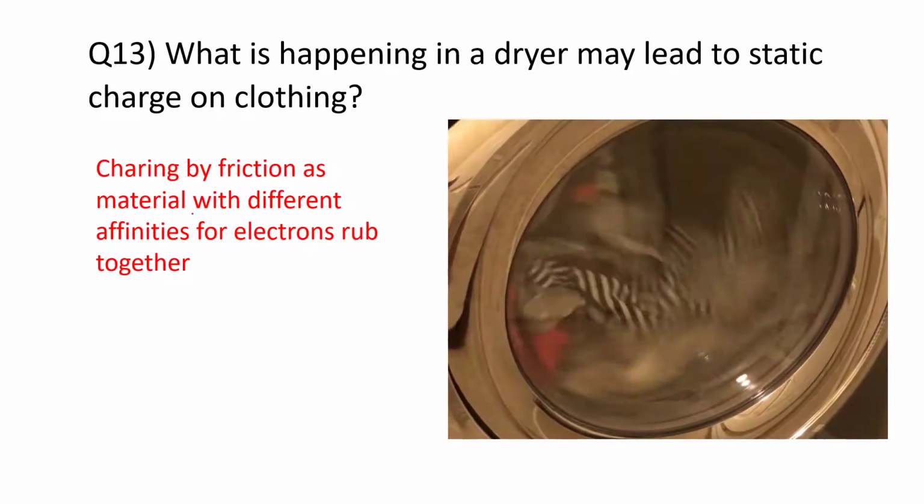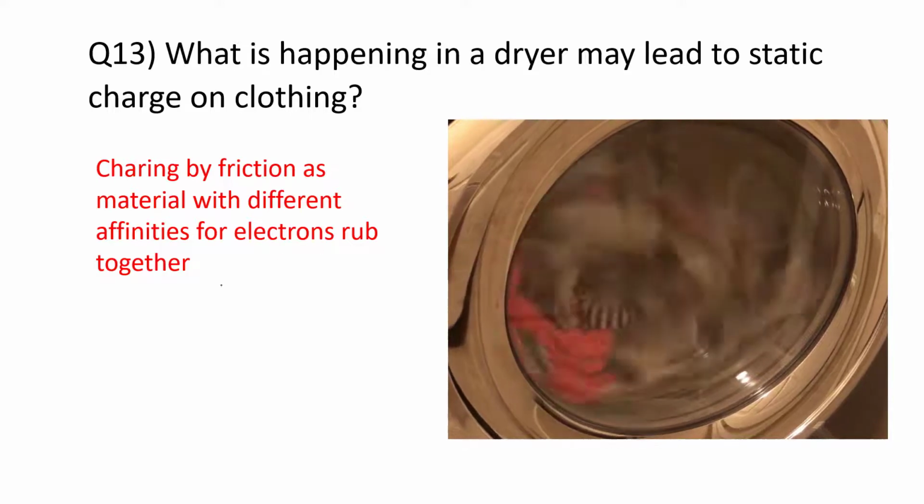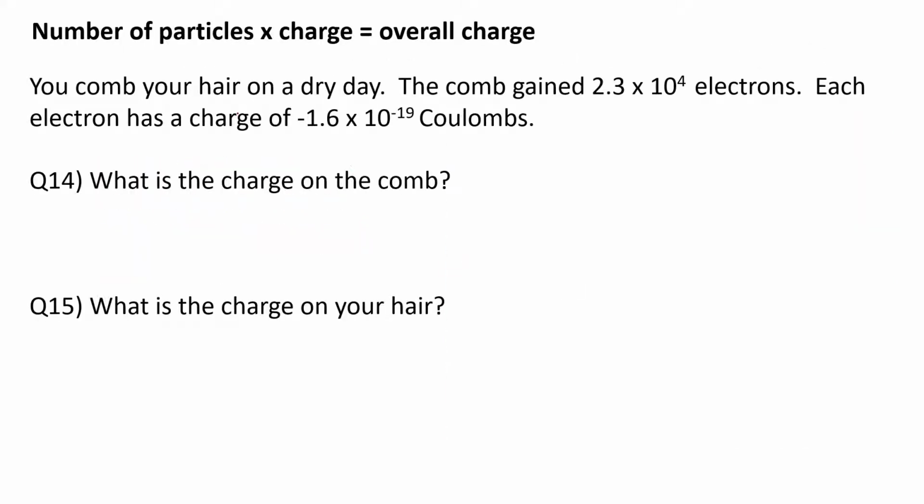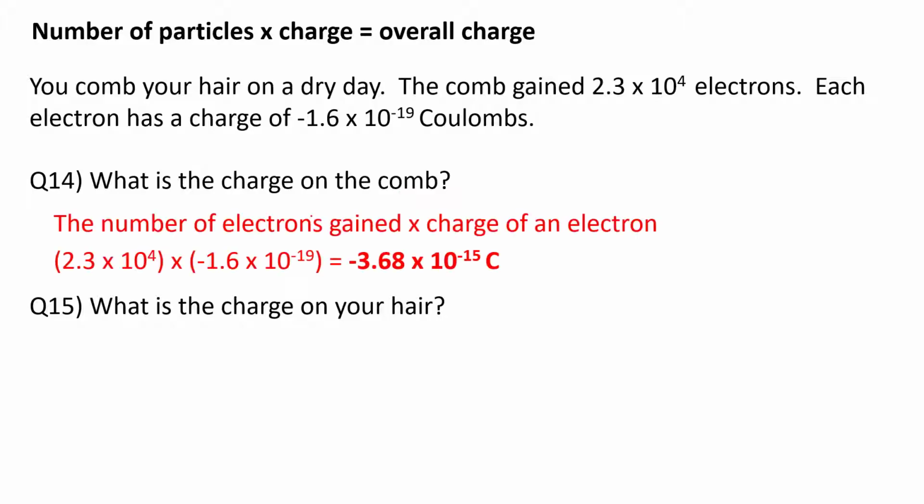Charging by friction: materials with different affinities for electrons rub together, causing this. Simple and sweet. You comb your hair on a dry day. The comb gained 2.3 times 10 to the fourth electrons. Each electron has a charge of negative 1.6 times 10 to the negative 19th coulombs. What's the charge on the comb? You're just going to take your number of electrons, multiply it by the charge for electrons, and you would get negative 3.68 times 10 to the negative 15th coulombs.